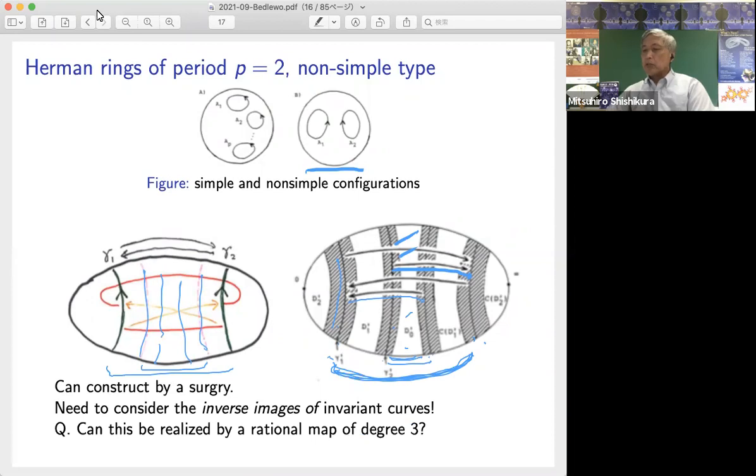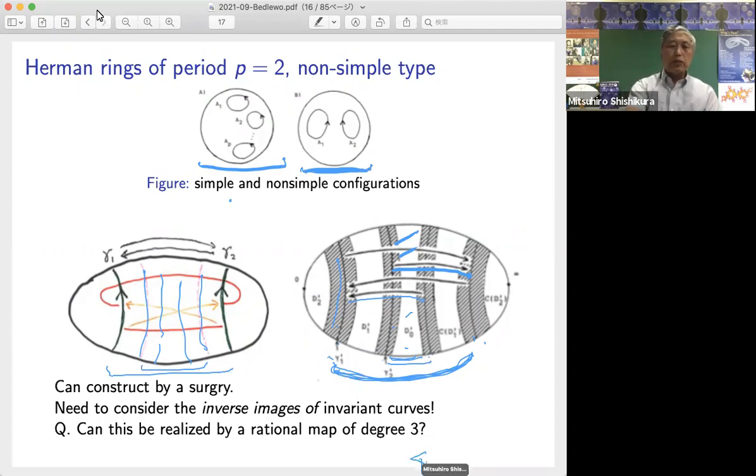I didn't mention it, but one of the inequalities I proved, like Kisaka mentioned, is that a Herman ring requires degree 3 for the rational map. So a degree 2 rational map cannot have Herman rings. But this particular configuration can be realized by a degree 3 rational map like in a previous slide, the singular perturbation of a degree 2 polynomial. But to realize this one, in fact, if you do this, you get degree 4.